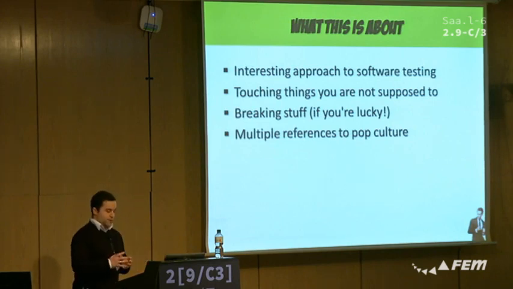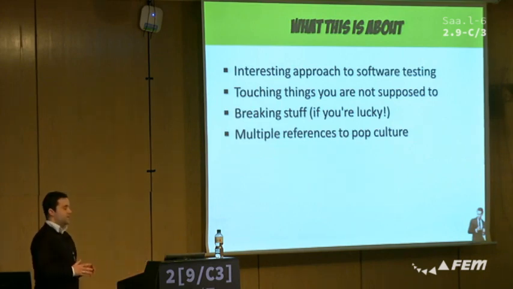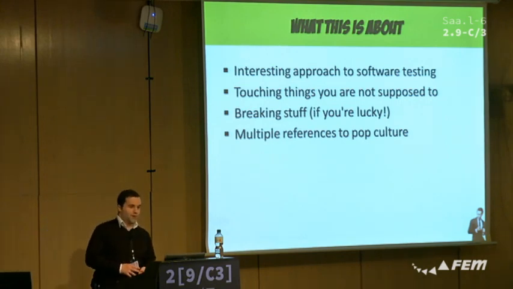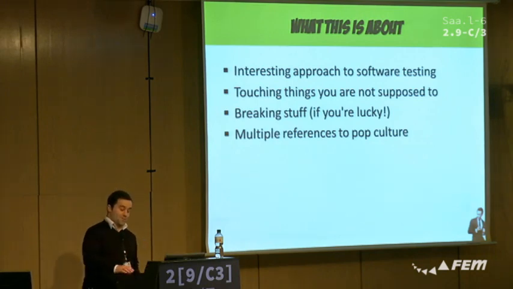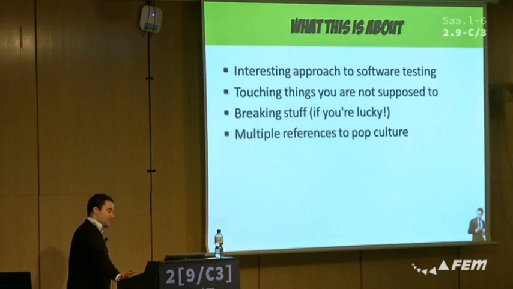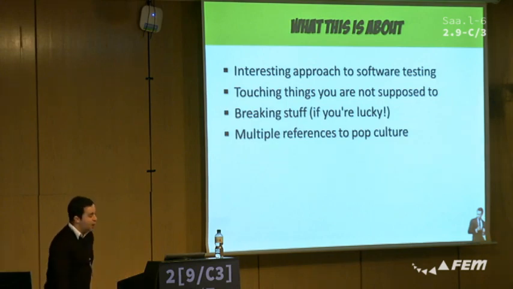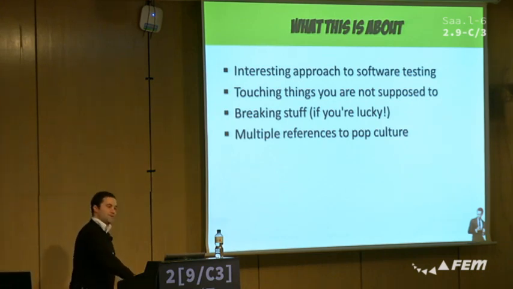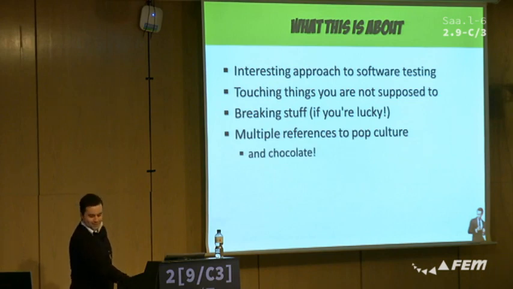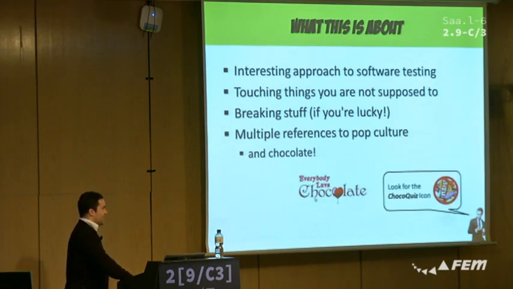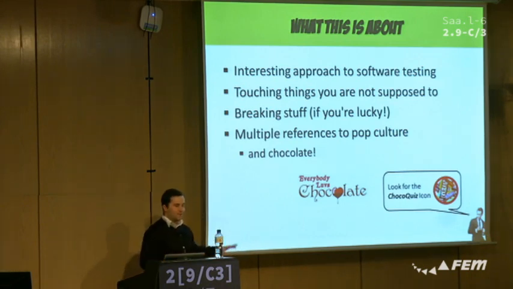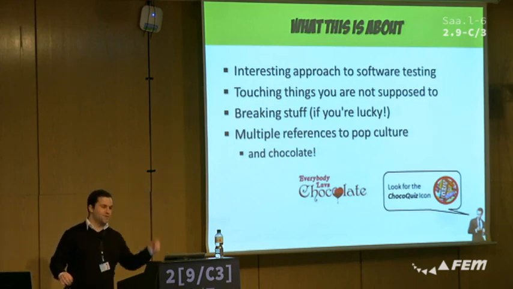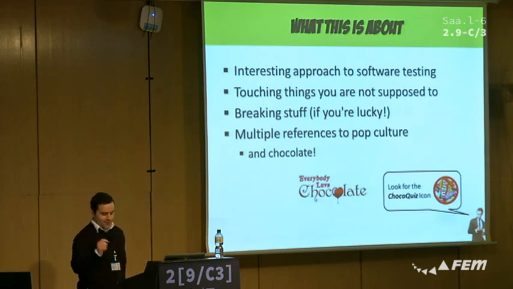So just to give you some scope, what this is about. It's an interesting, or at least I think it's a really interesting, approach to software testing. It's about touching things you're not supposed to. We all like that. It's about breaking stuff, only if you're lucky. And this is very important: there are a lot of references to pop culture. I'm going to ask some questions, and there's going to be chocolate. I have a lot of chocolate here. Just look for this icon. I call it the Choco Quiz icon, and then I'm going to say, where's this movie from, or something like that. And then you say the answer, and I give you chocolate.